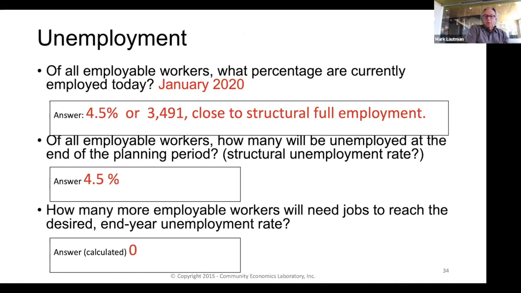Unemployment. Of all the employable workers, what percentage are currently unemployed today? 4.5% was the number. That's about 3,500 people, and it's very close. They thought that was very close to structural unemployment, meaning you probably weren't going to get much below that, just because people are changing jobs so much, and the economy is going through so much turmoil. And this was, by the way, all before COVID hit. So these are January 2020 assumptions. All employable workers at the end of the planning period, same unemployment number. So you don't have an employment gap to close because they're saying you're at full employment.